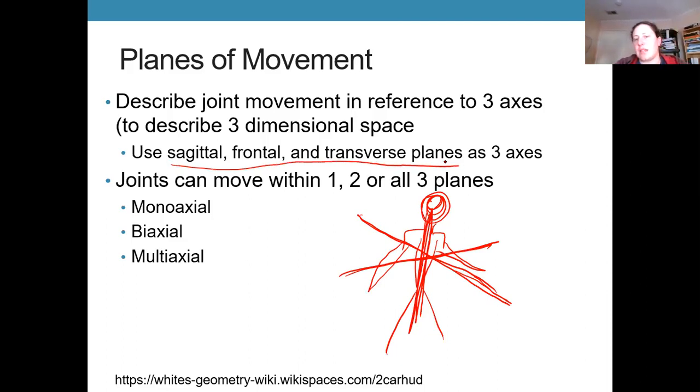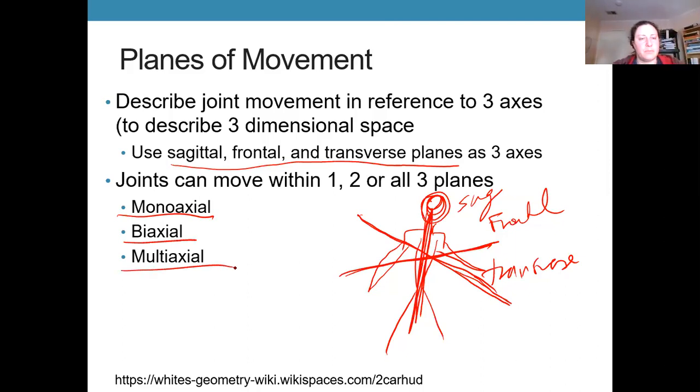first lecture. So we have a frontal plane, and we have a sagittal plane, and we have a transverse plane. So if a joint moves in one of those planes, we say it's monoaxial. If it can move in any 2 of them, we say it's biaxial. And if it's capable of moving in all 3 planes, then we say it's multiaxial.